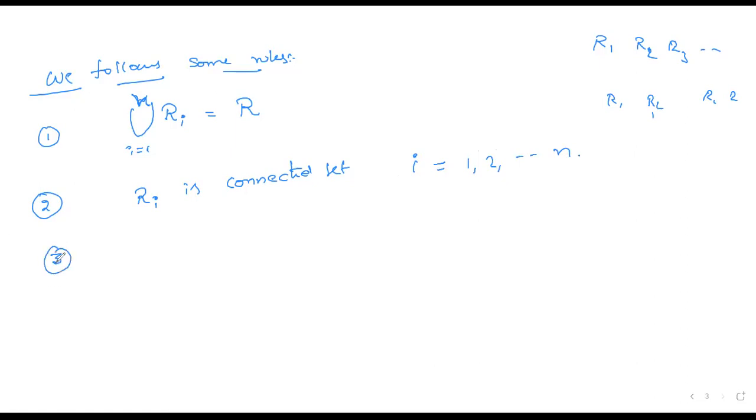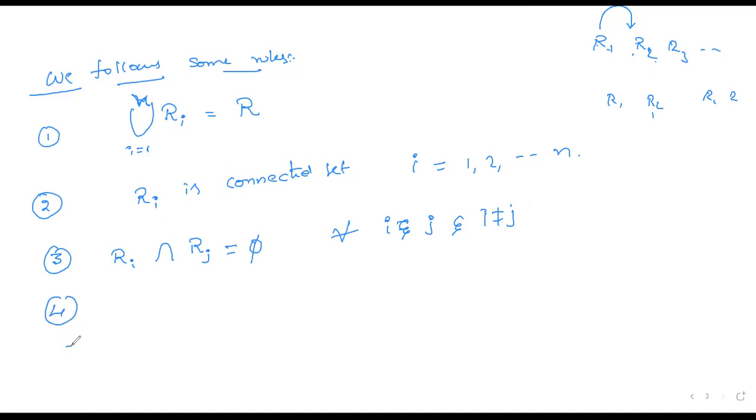Next, the third condition is Ri intersection Rj must be phi, meaning there is no common element between these two regions, for all i and j where i is not equal to j.